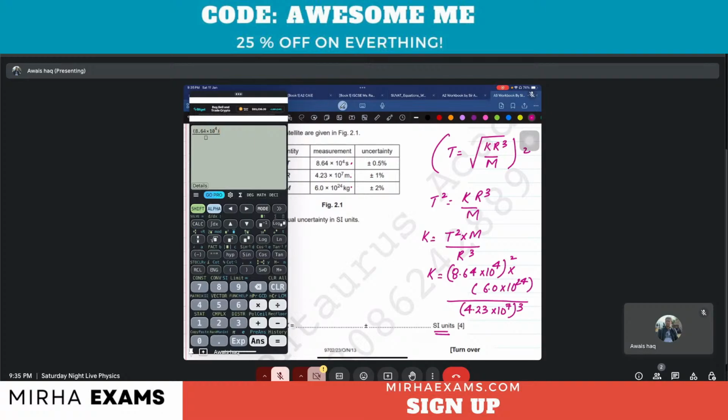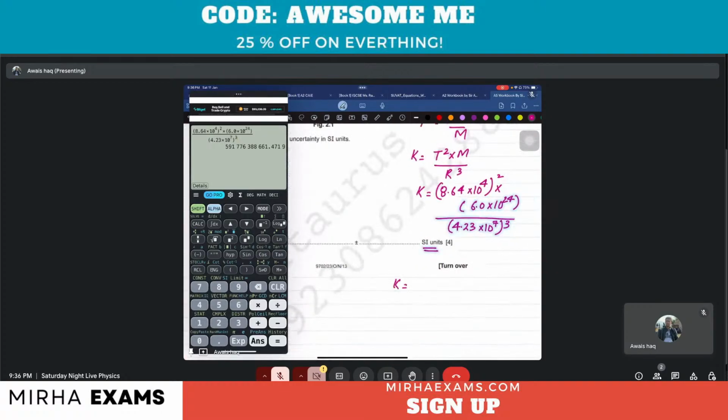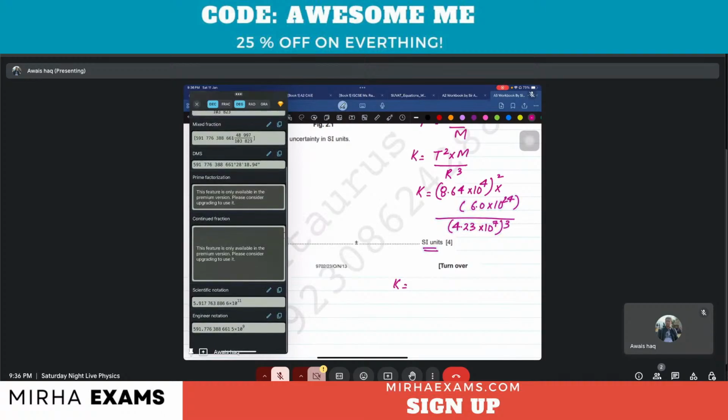Just make no mistakes while using the calculator. Multiplied by 6.0 into 10 raised to power 24 kilograms. And finally put this as 4.23 into 10 raised to power 7, and that's going to be a cube. So the value of k comes out to be, check the details quickly, 5.918 into 10 raised to power 11.